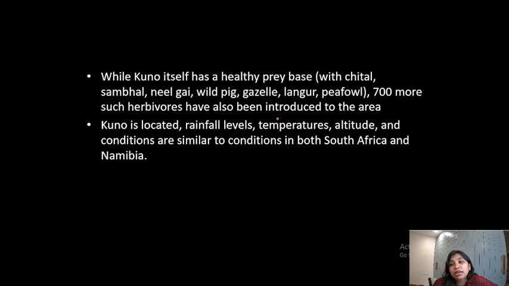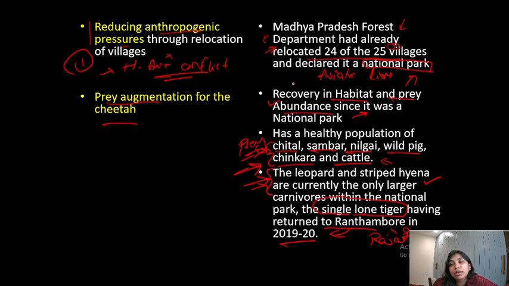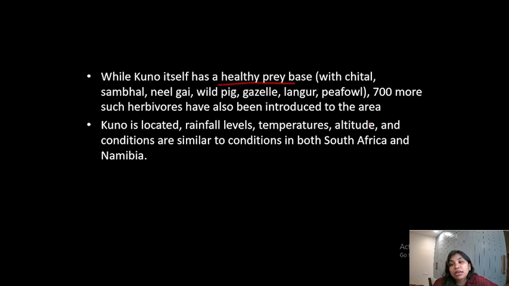While Kuno itself has a healthy prey base, as I told you earlier, still 700 more such herbivores were introduced into this area, just to help the cheetah to survive in this region. The rainfall levels, the temperatures, the altitude conditions in Kuno were similar to the conditions in both South Africa and Namibia. So I'll repeat the points again.